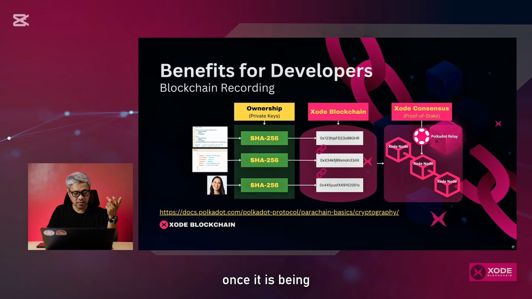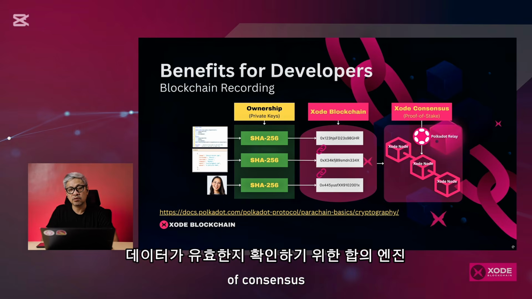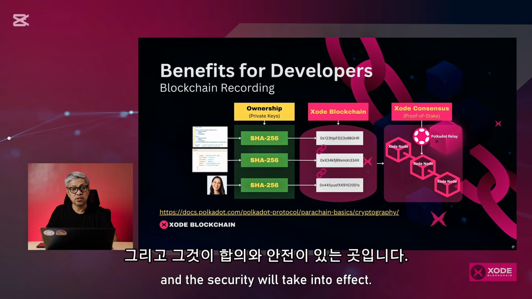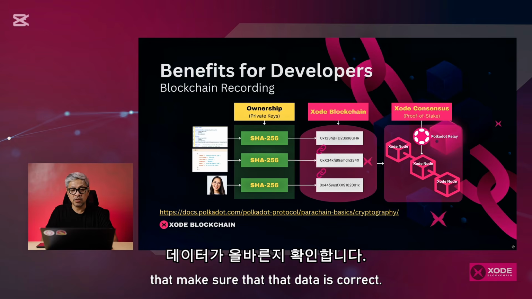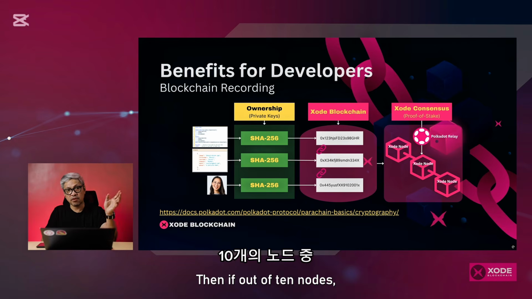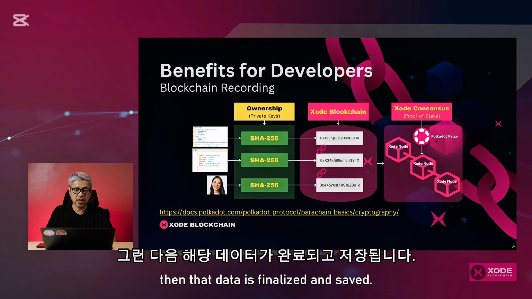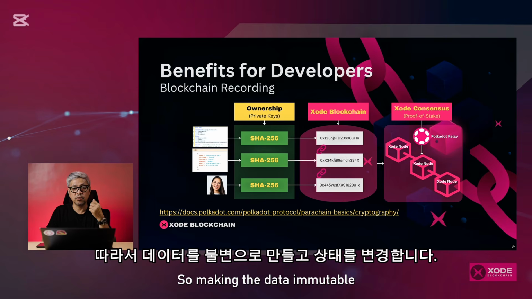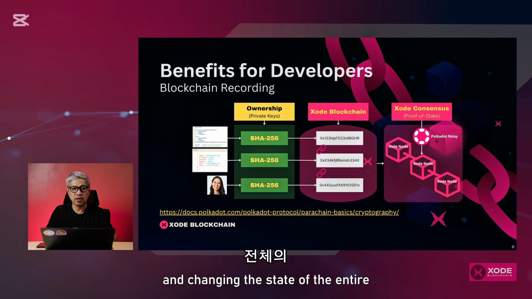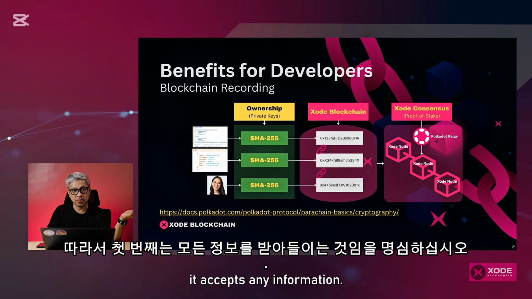Before it is written inside the database, it has to go through a series of consensus engines to make sure that your data is valid. And that's where the consensus and the security take effect. So there are a series of validations that make sure that the data is correct. Then if out of 10 nodes, 8 nodes are saying that it is correct, then that data is finalized and saved. And once it is saved, it can never be erased, making the data immutable and changing the state of the entire database state.